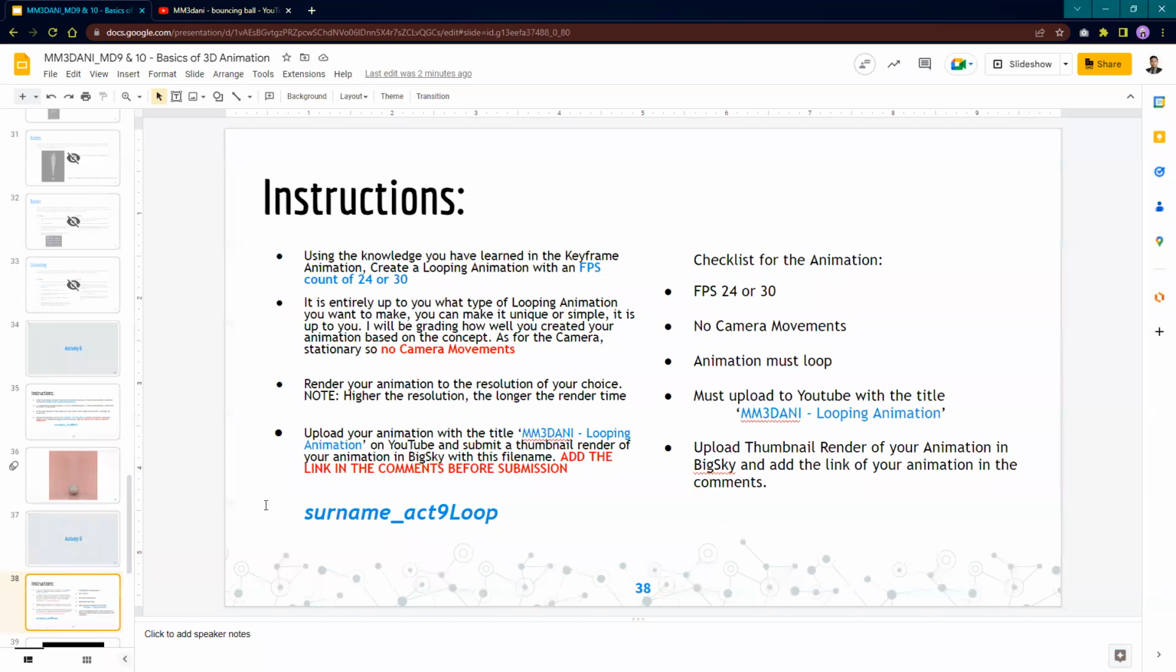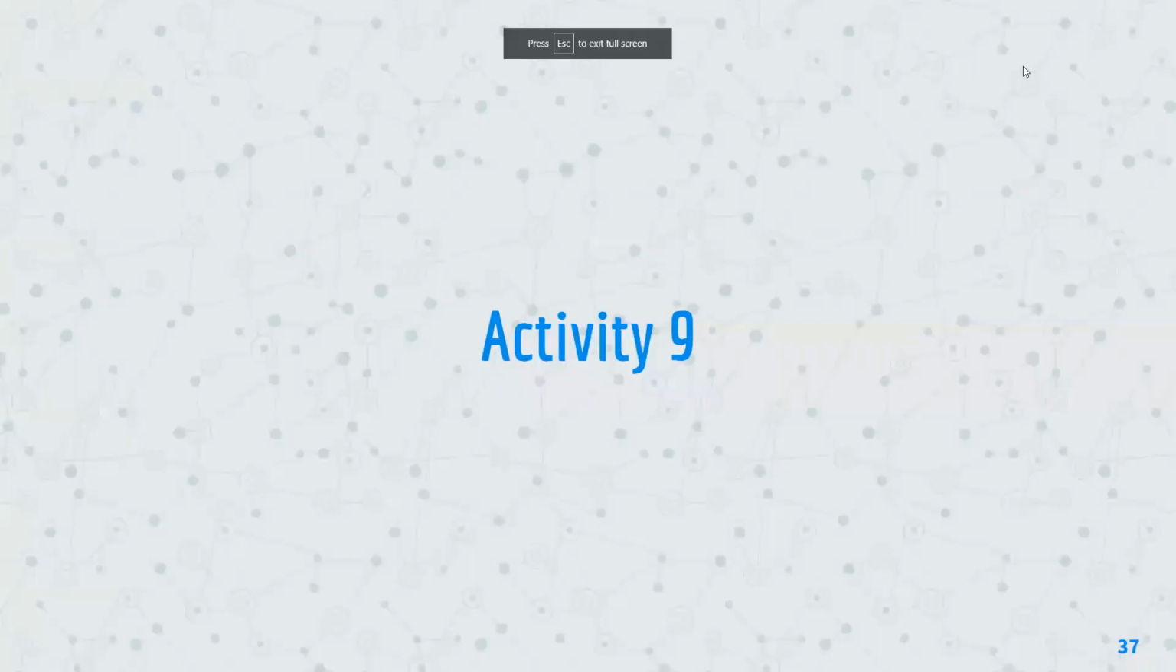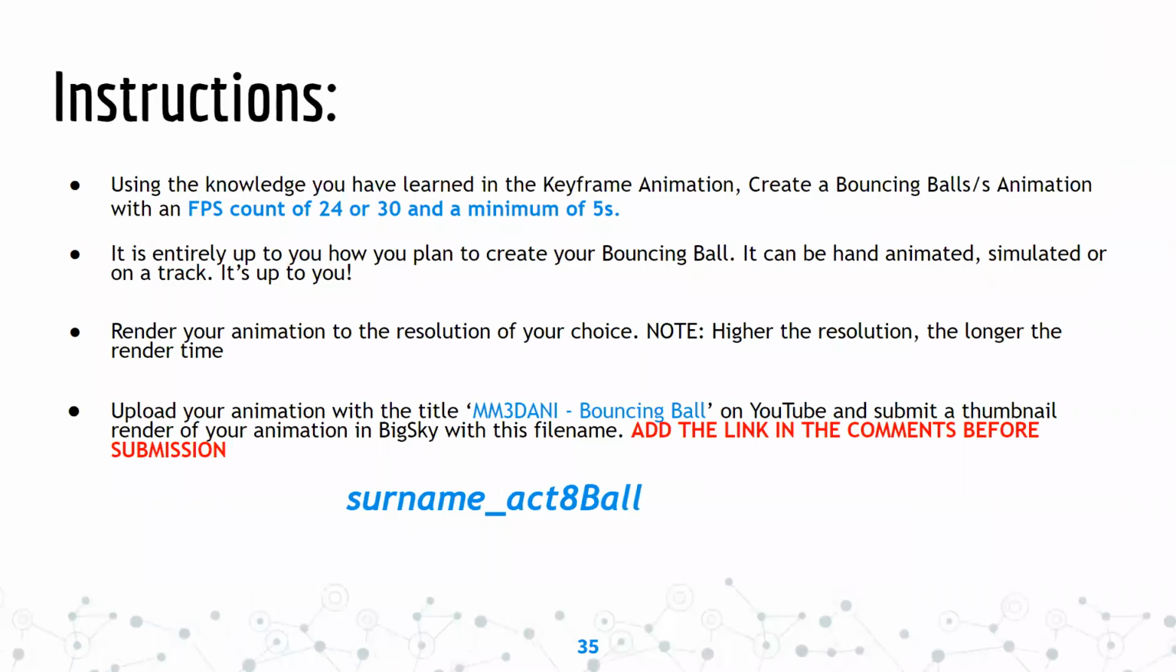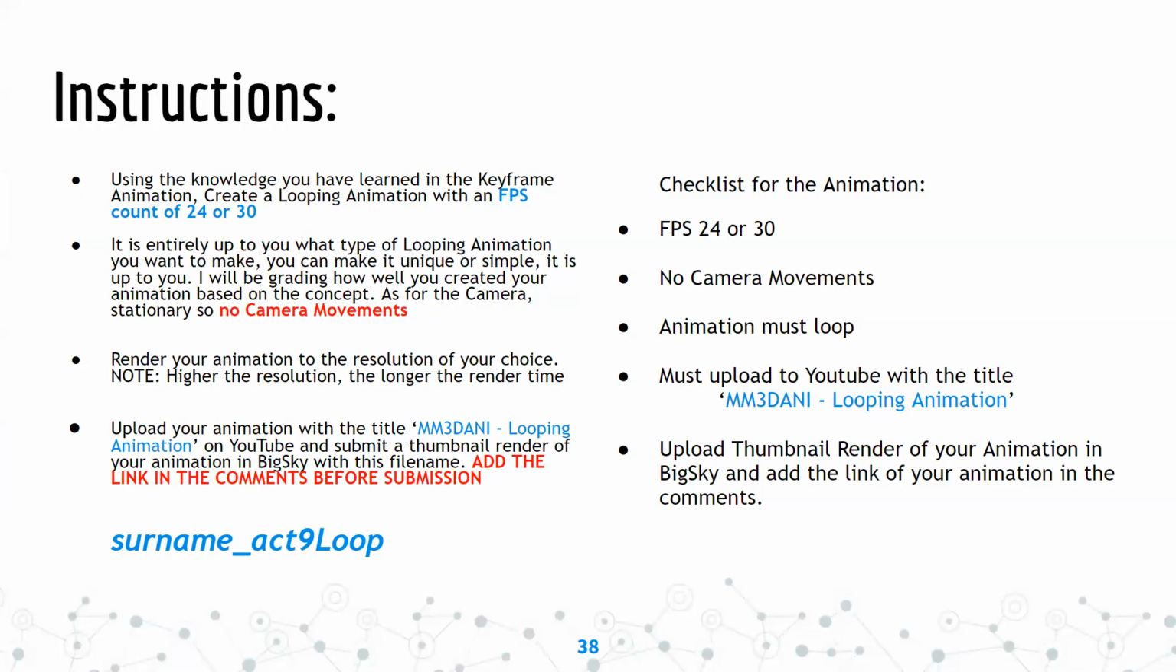Now, meron pang isa. Activity 9. Now this one is a little bit harder. Activity 8, madali lang yan. Literally, kayang-kaya nyo nang gawin ngayon yan. Activity 9, keyframe animation lang ulit tayo, but this time, it's going to be looping animation. Yung FPS count nyo, same as Activity 8, should be 24 or 30.